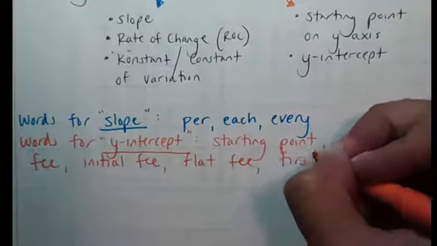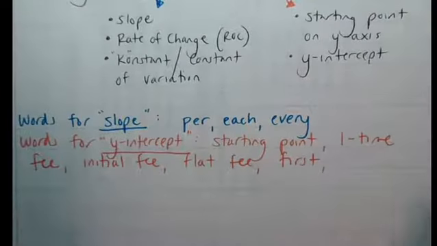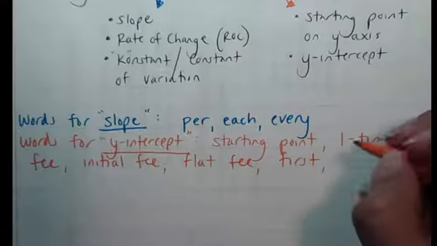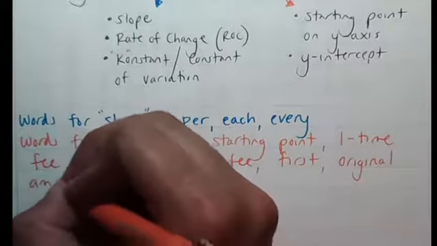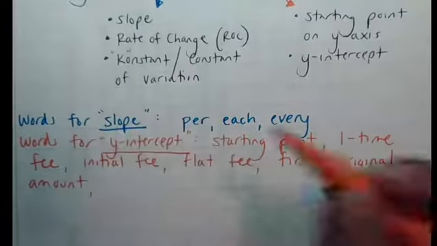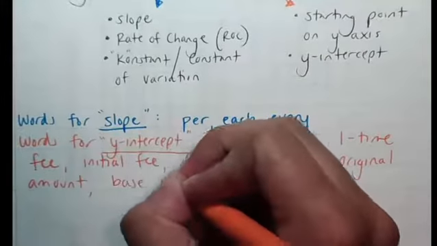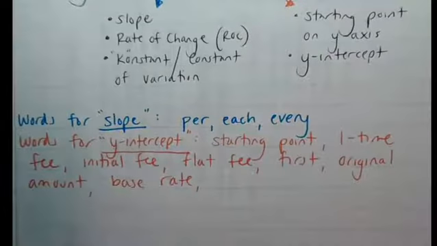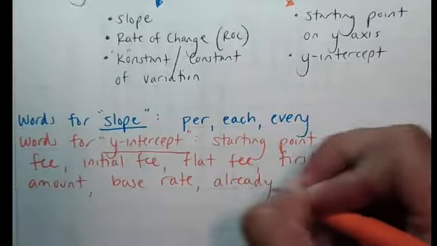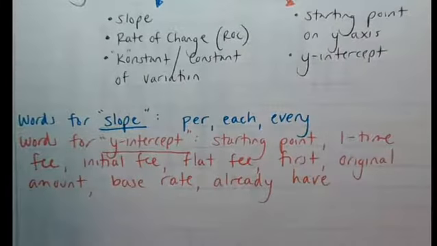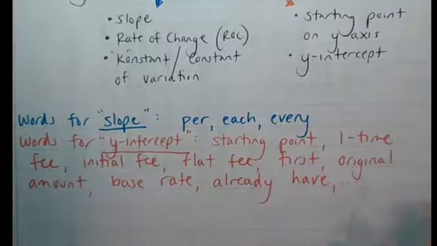Sometimes when we hear the word "first," like "first you have to pay this, and then it's $10 for every candy bar you get." Original amount could be another one. Base rate could be another word that represents your y-intercept or your starting point. Maybe you already have this amount, and we're going to add or subtract more. You could have a couple more, but those are some very common words that we're going to see.